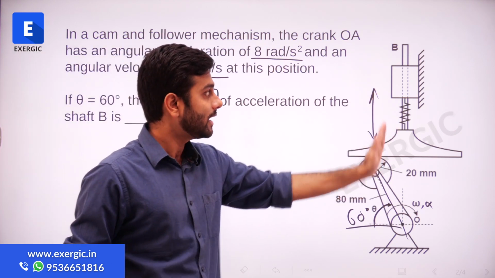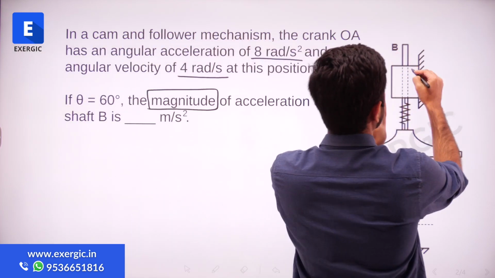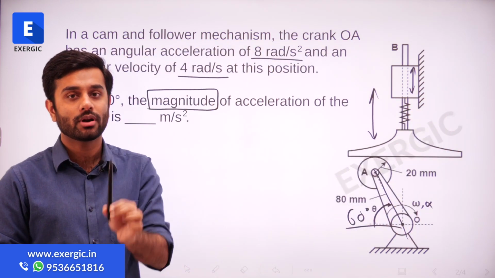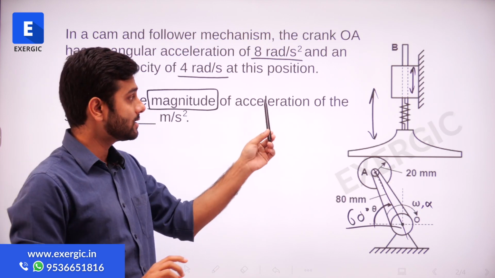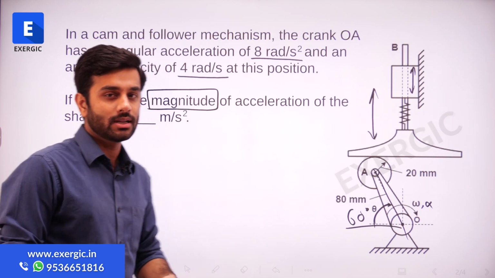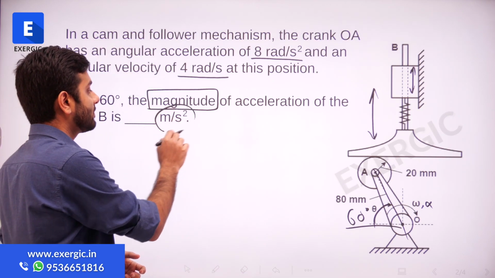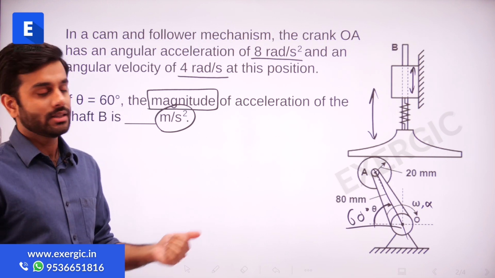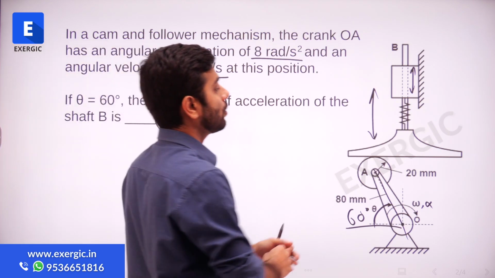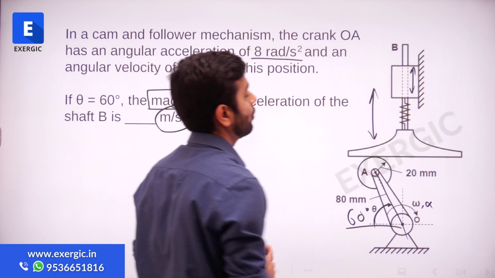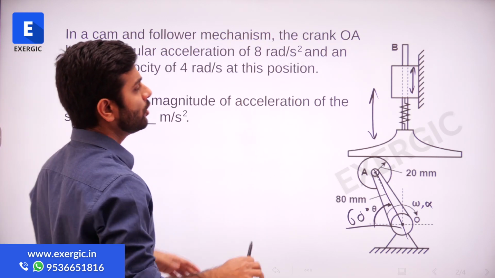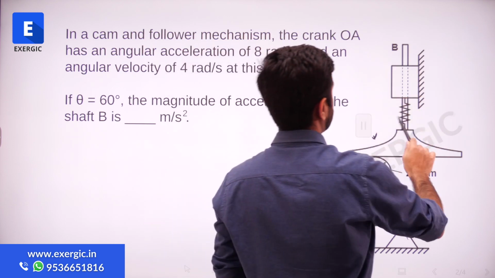B is a shaft, and as you can see, it is restricted to move in this direction. It can move up or down like this. So the acceleration it is talking about is linear acceleration. Obviously, the basic knowledge of cam and follower tells you that. But from the unit of the answer also you can know it, that it's meter per second square, not radian per second square, which means we are talking about the linear motion of the follower. Again, if you look at the question, it is just a numerical extension of engineering mechanics.